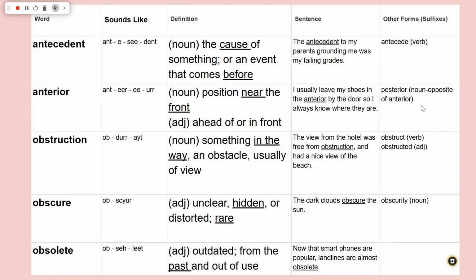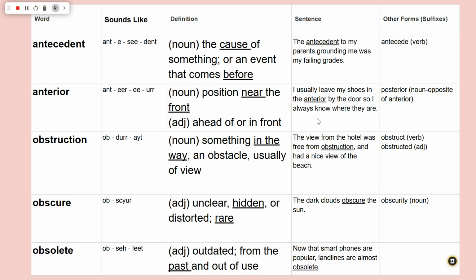Then we have obstruction. It looks like my sounds like for obstruction is a completely different word. But obstruction, it's a noun that means something in the way. It's an obstacle. It's usually in the way of view, or a path of some sort. The view from the hotel was free from obstruction and had a nice view of the beach.